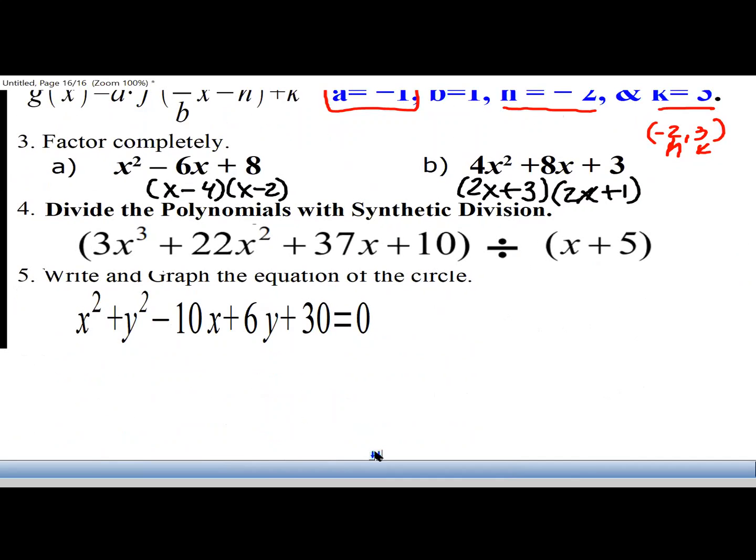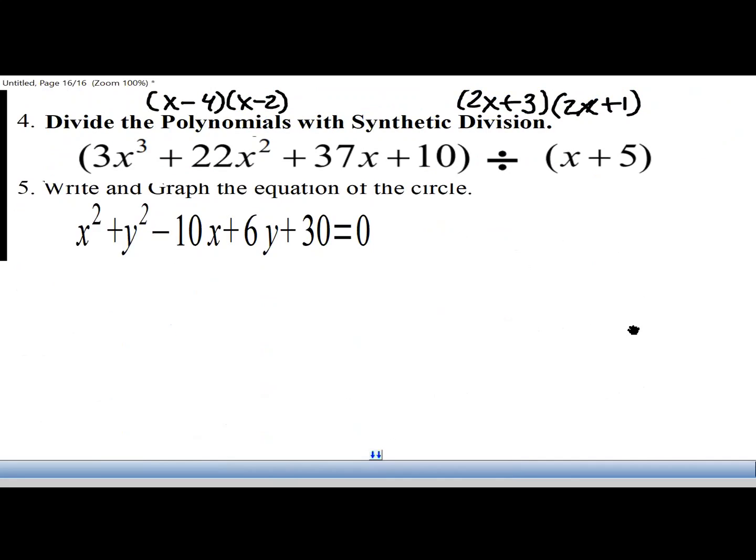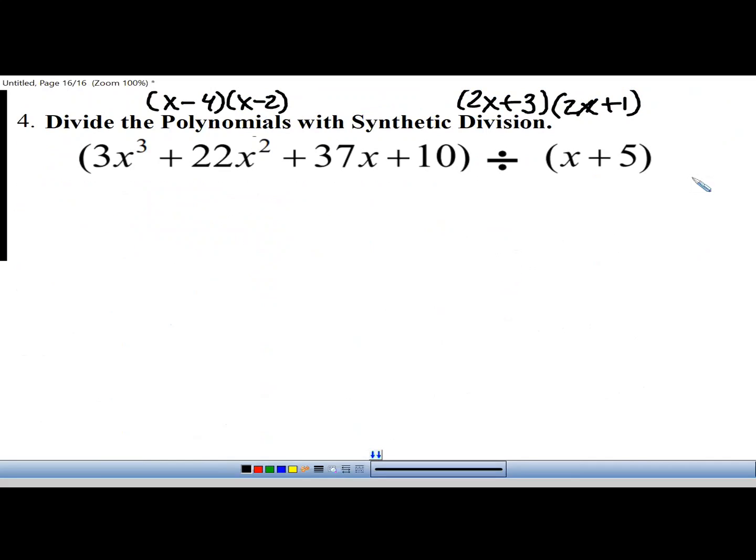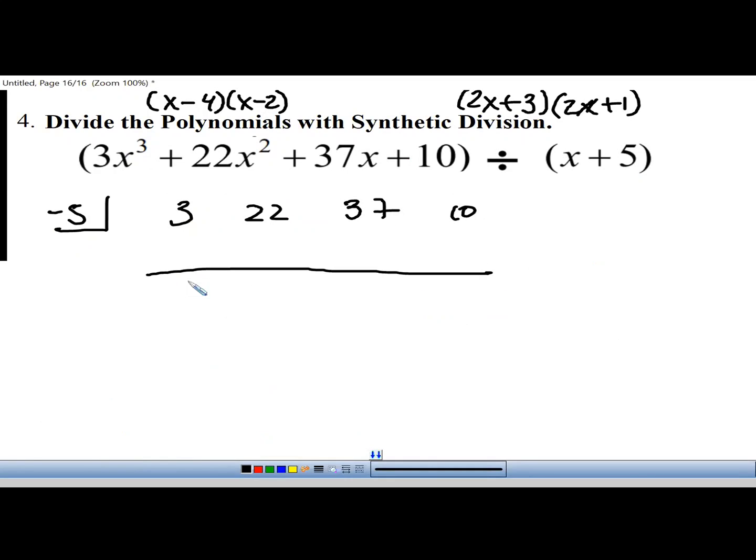Divide by synthetic division. Let me make some space here. So we start with -5 as our divisor. We got it from there. And then we got 3, 22, 37, and 10. We bring down the 3. And then we start. -5 times 3, that's -15.